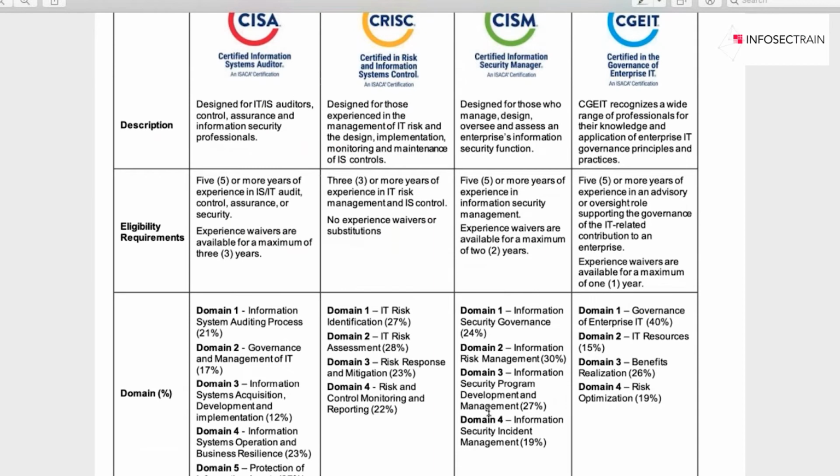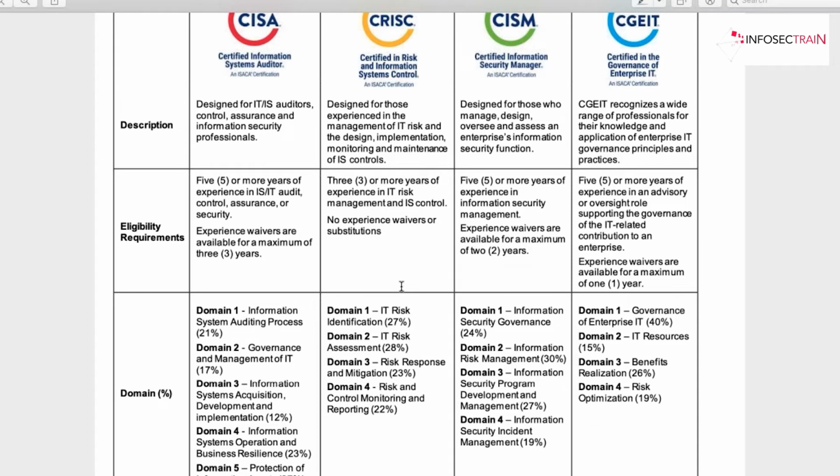This CISM exam is for anybody who is overseeing or assessing the enterprise information security function. So if your job is security manager, IT manager, CISO, etc., this would be the perfect certificate for you. You need 5 years of experience in information security management. There are waivers if applicable, a maximum of 2 years. Suppose you're a CISA or a CISSP, there are waivers for that as well. And we've already talked about the 4 domains.